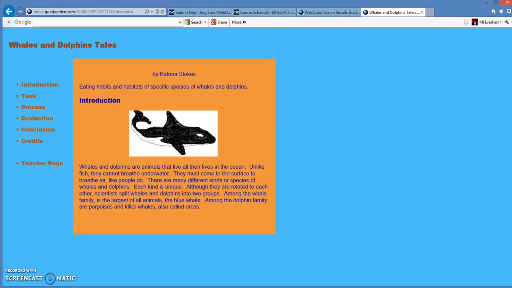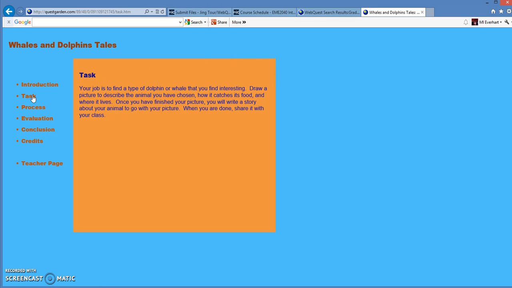Each kind is unique. Although they are related to each other, scientists split whales and dolphins into two groups. Among the whale family is the largest of all animals, the blue whale. Among the dolphin family are porpoises and killer whales, also called orcas.